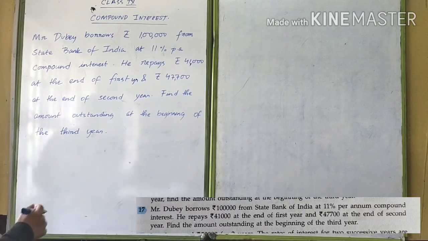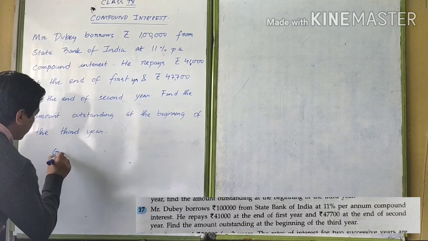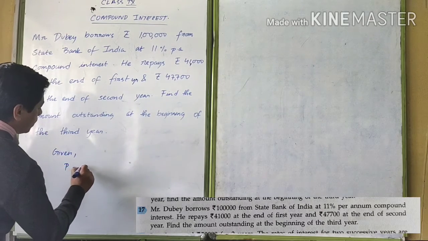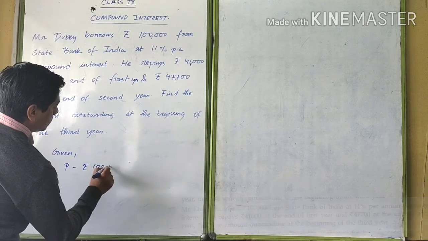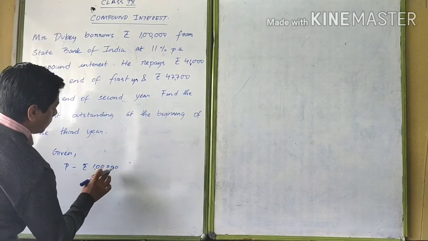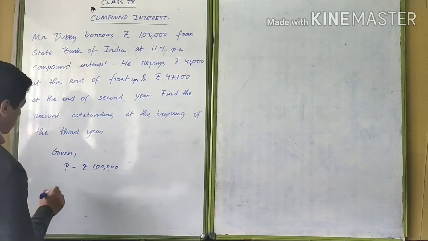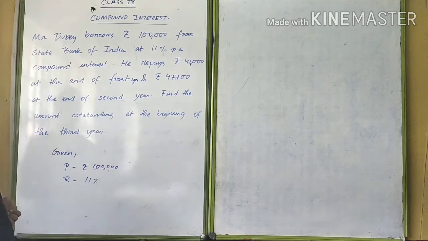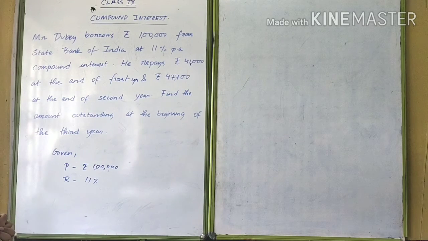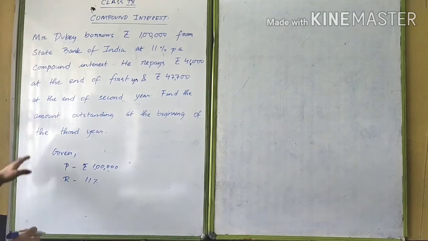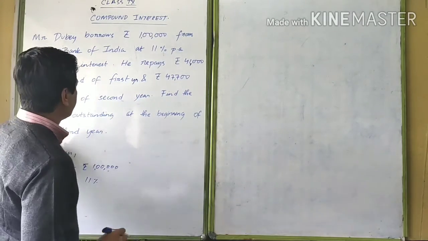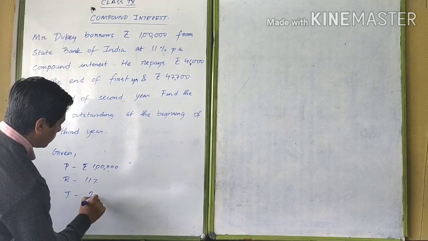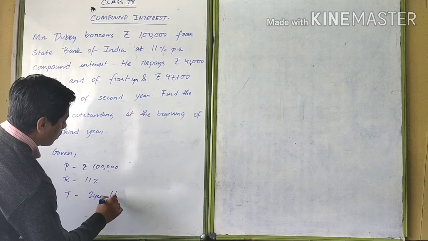So let's note down whatever is given. The principal amount is rupees 1 lakh. Rate is given 11%. The question is stating at the beginning of third year means at the end of second year. So we will basically write 2 years. That is 1 plus 1 years.